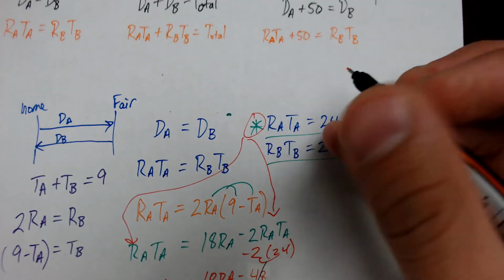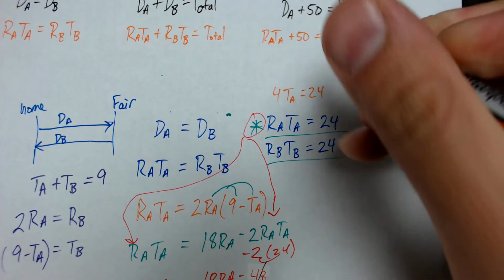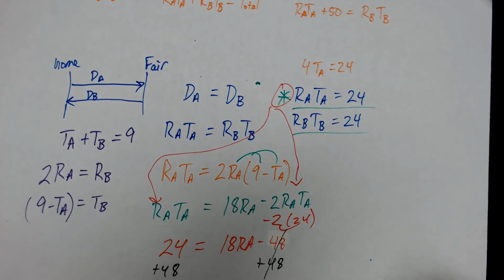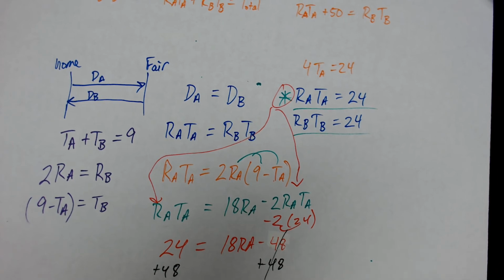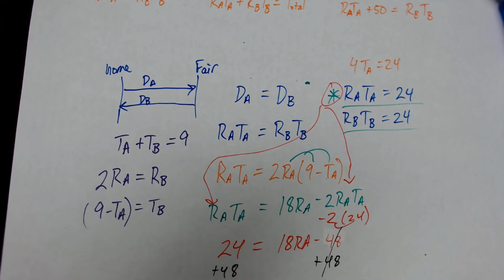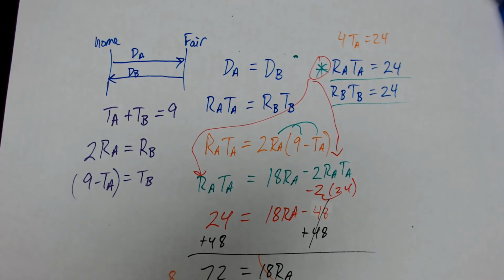So if rate of A is 4, we have 4 times T sub A equals 24. 24 divided by 4 is 6. So time of A is equal to 6, and then time of B, if they both add up to 9, has to be 3. There we go. And we just solved our advanced substitution distance rate time problem.